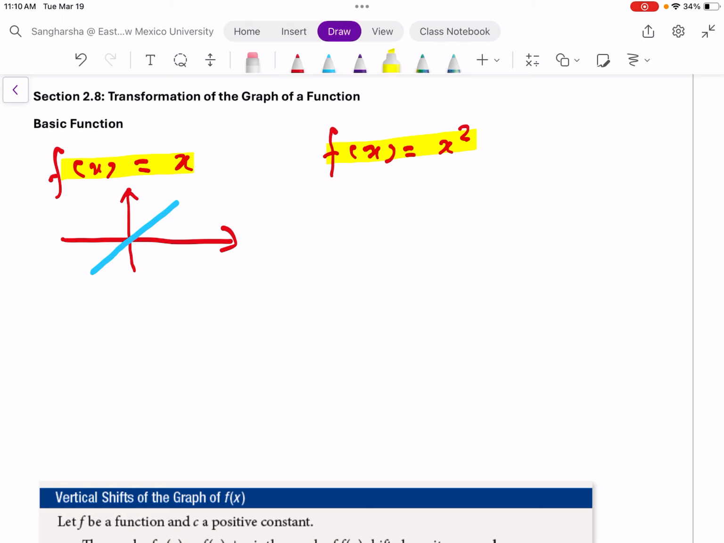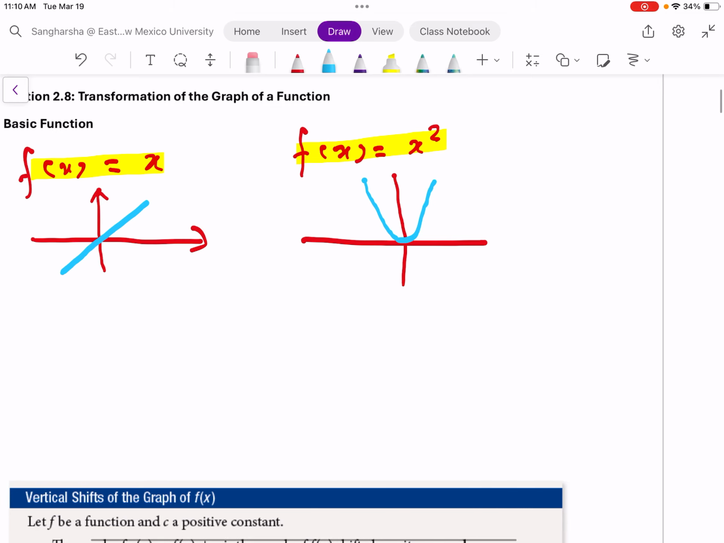Okay, and if you have a square function or a quadratic function, the graph of the function is a parabola. Okay, so like a U shape. So we can have a U shape graph. If you have a square function or a quadratic function, your graph is always a parabola. Okay, so this is the second basic function.